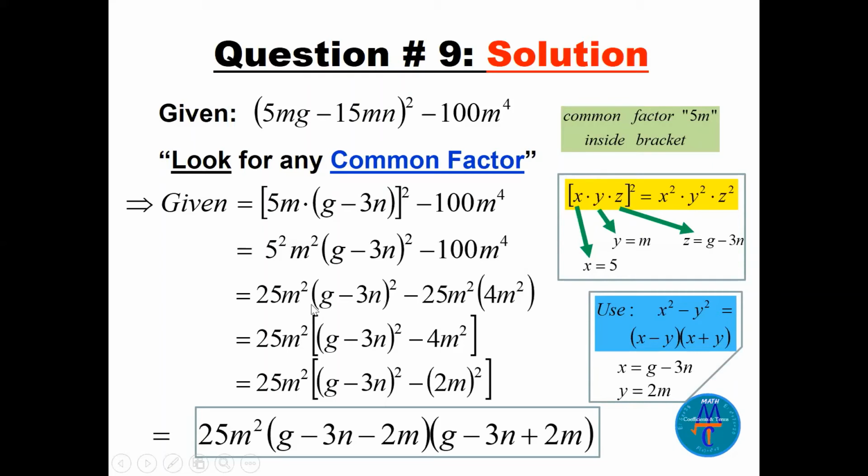25m squared, here we have 25m squared, take it out. And then in the big bracket we have g minus 3n squared minus 4m squared. Now 4m squared, I can play with the number here and make it (2m) all squared. I use this blue formula, x squared minus y squared equals (x minus y)(x plus y). So this will be g minus 3n, this is x and x, minus and plus. That's the final nice answer.